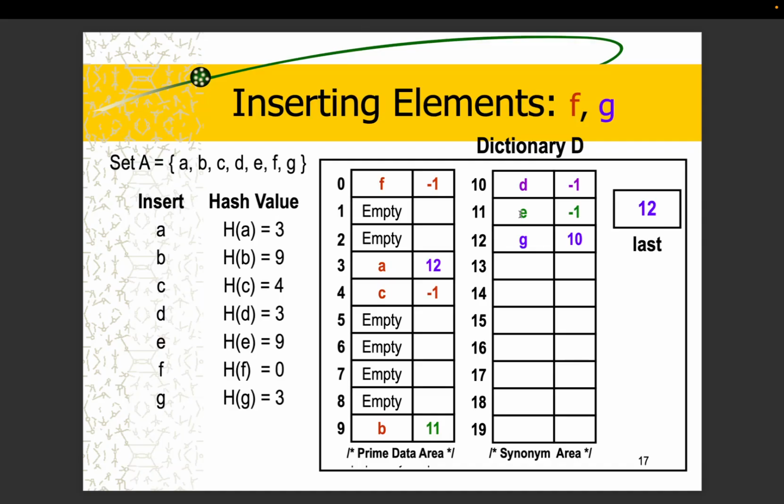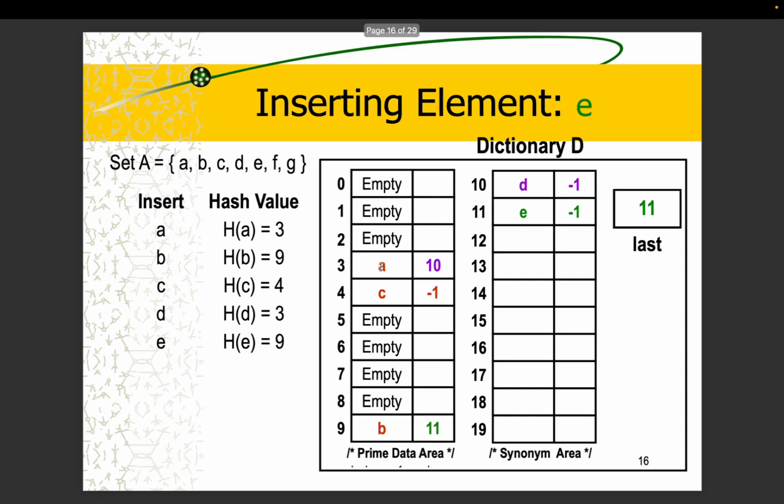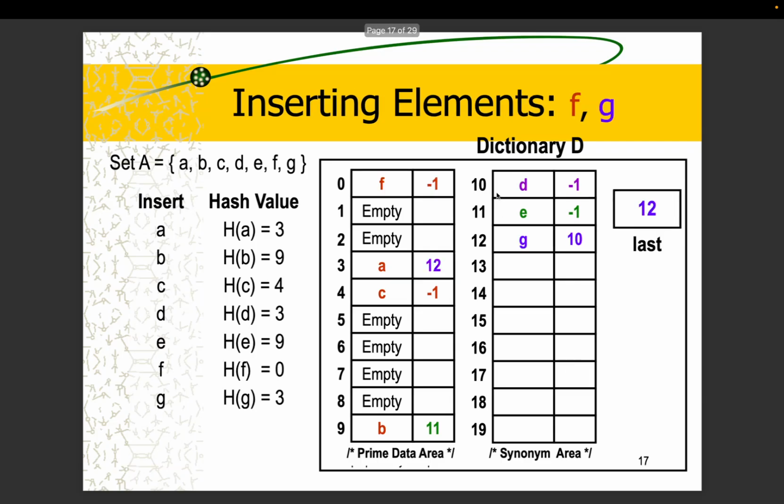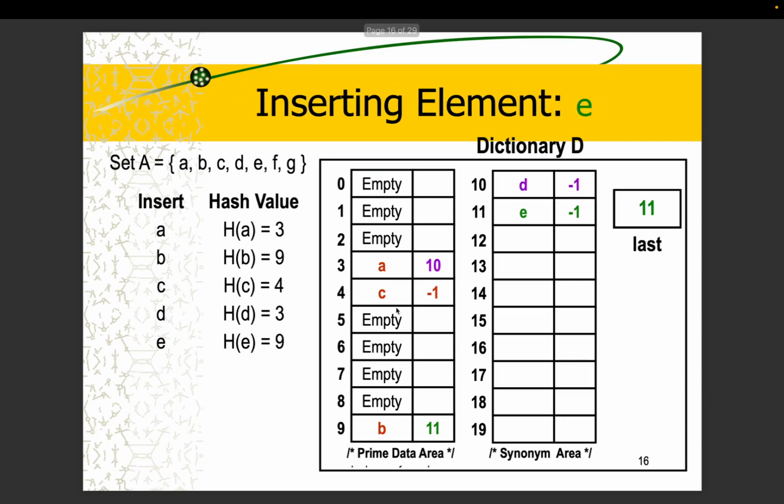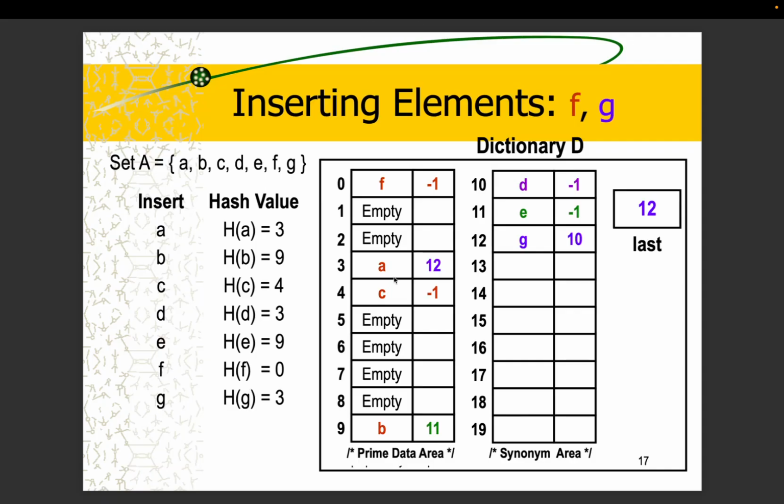Now take a look at the beauty of this when we keep inserting elements. So F is at index 0, it has no synonym, so let's set -1. G is at index 3, so it goes to 3, there is something here, so I go to index 12. Oh, sorry, I don't go to index 12, this was still index 10. So I go to index 10, I found a D, and then I found a -1. Therefore, G did not exist, so I will insert my G here at my last.